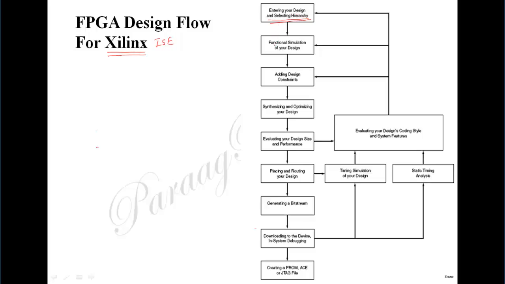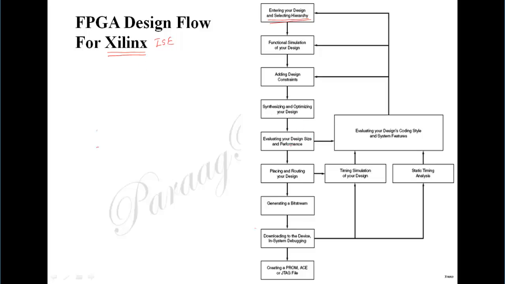Next, it follows with functional simulation of the design. Then it is followed by adding design constraints. So we'll generally add different types of design constraints. After this simulation, in order to go for synthesis, we'll perform the synthesis and optimize our design corresponding to the constraint which you have chosen over here. So the same set of steps will follow in case of Xilinx ISE, Integrated Software Environment.